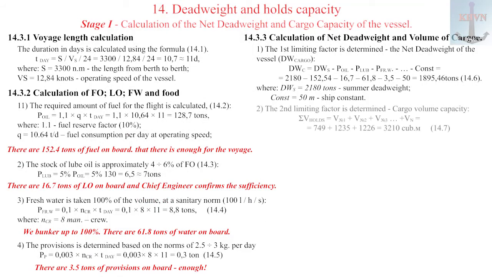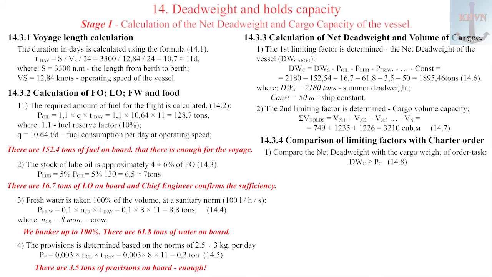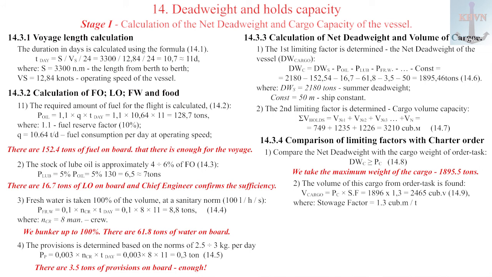2. The second limiting factor is determined: cargo capacity by the total volume of cargo holds and tween decks, formula 14.6. The total volume of holds is 3,210 cubic meters. 14.3.4 Comparison of limiting factors with charter order. 1. Compare the net deadweight with the cargo weight of the order task, and it must be less than or the same. According to the order task, I take the maximum amount of cargo. In terms of weight, I am limited by my carrying capacity and can only take 1,895.5 tons.